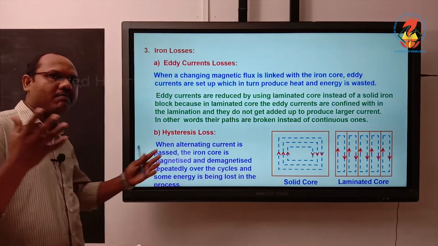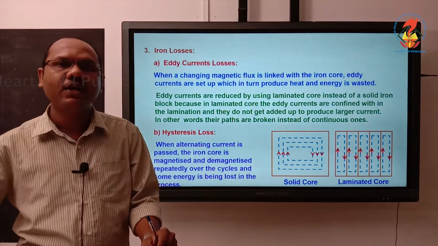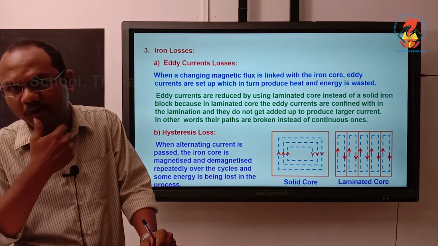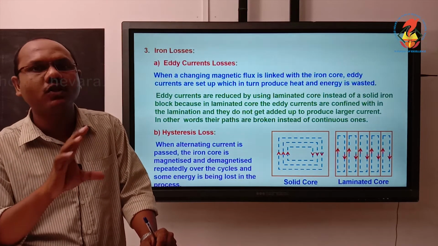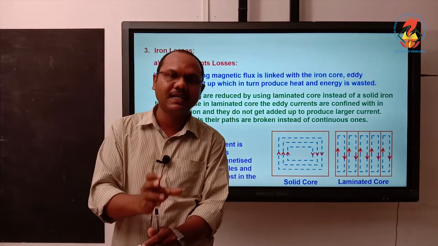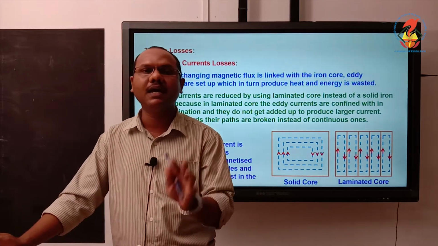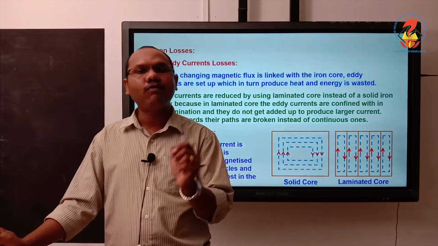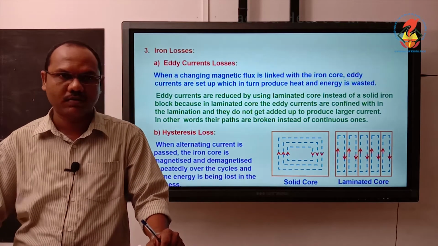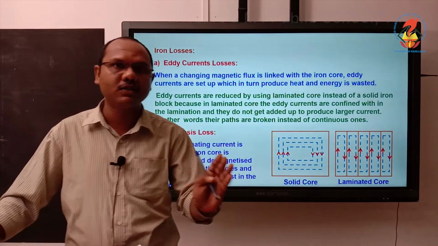Iron is actually a block of iron, right? In that iron, eddy current will be formed. Due to the formation of the eddy current, energy is wasted as heat inside the iron block. That is called iron loss or eddy current loss. To avoid that, we use a laminated soft iron core.